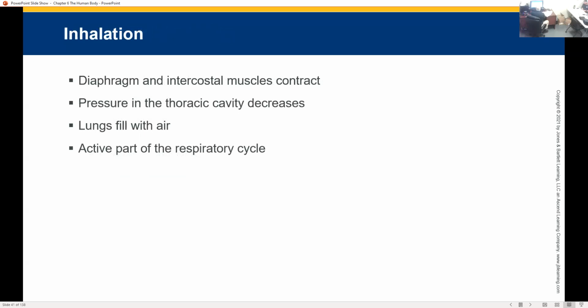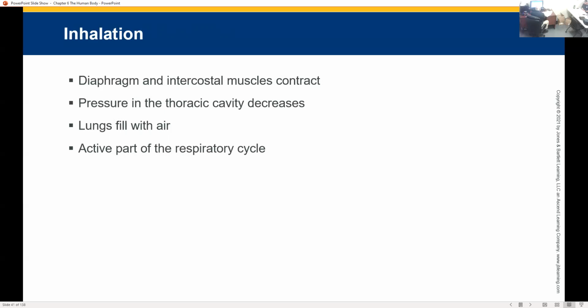All right, inhalation, again: the diaphragm moves downward, and the intercostal muscles contract and lift the thorax, or the thoracic cavity, up just a little bit. The lung fills with air, and then there's what they call the respiratory cycle. Now, there's a thing, and this is kind of a paramedic thing.